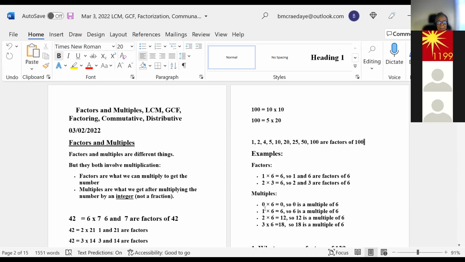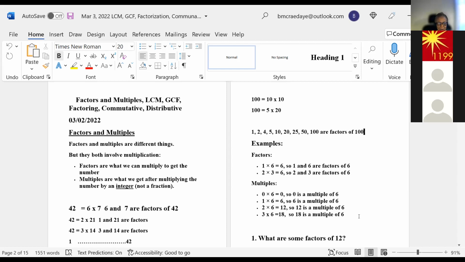So if I say, what are my multiples of 6? I take my number 6, 0 times 6 is 0. That's a multiple. I take 1 times 6, I get a 6, that's a multiple. 2 times 6 is 12, that's a multiple. 3 times 6 is 18, 18 is a multiple. And then I could keep going. 4 times 6 is 24, 5 times 6, 30, 6 times 6, 36. Those are all multiples.